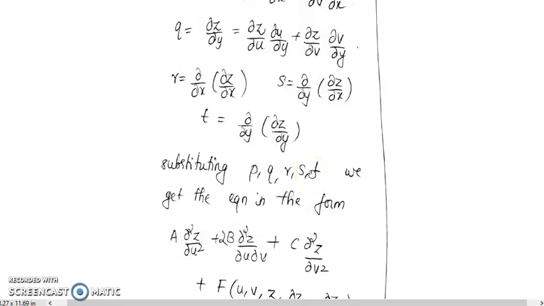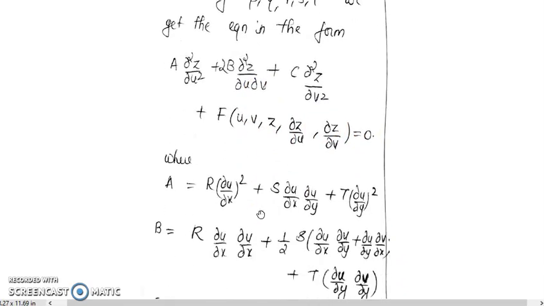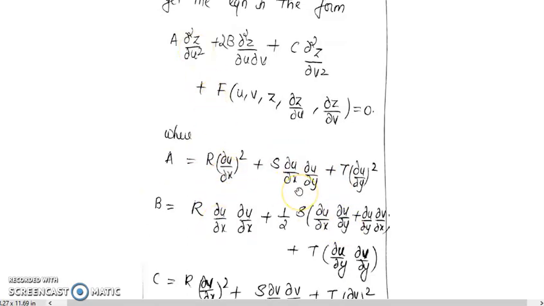And once you find p, q, r, s and t in terms of u and v, on substituting these values in your equation, we will get the equation in the form a dou square z by dou u square plus 2b dou square z by dou u dou v plus c dou square z by dou v square plus F of u, v, z, dou z by dou u, dou z by dou v equal to 0. So on substitution, this is what you are going to get. ഇനി അവിടെ എ ബി സി എന്ന് പറയുന്നത് those will be these values. Okay. അപ്പോൾ നമ്മൾ സെക്കൻഡ് ഡെറിവേറ്റീവ്സ് ഒക്കെ എടുത്ത് സബ്സ്റ്റിറ്റ്യൂട്ട് ചെയ്ത് കഴിയുമ്പോൾ നമുക്ക് ഇതാണ് കിട്ടാൻ പോകുന്നത്.